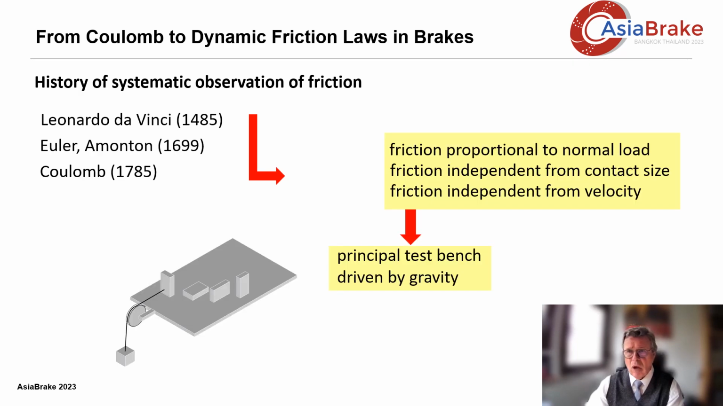Over the next 200 years, a series of scientists followed. Their findings were summed up in 3 statements. Friction is proportional to normal load. Friction is independent from the contact size, and friction is independent from velocity. You see here below a principle set up to confirm this experimentally.